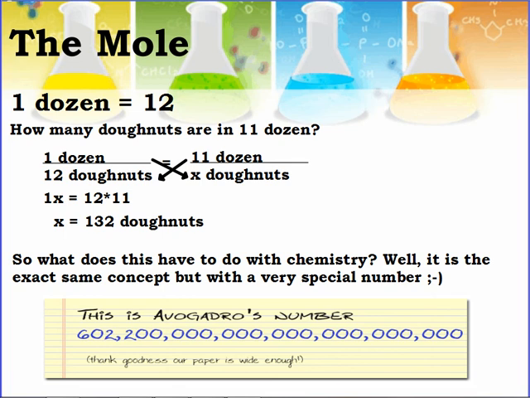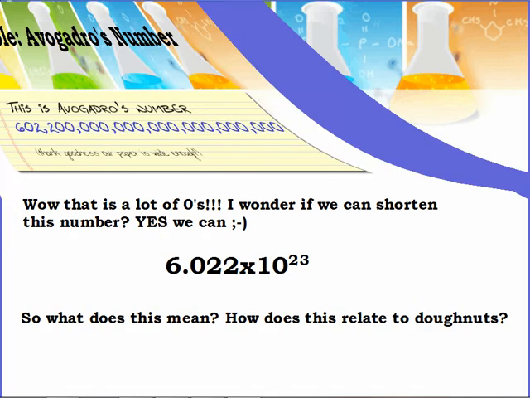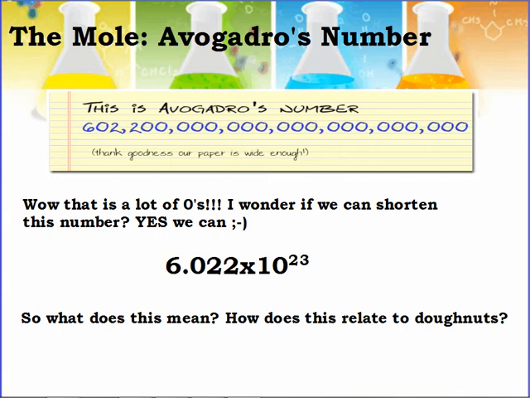So you ask, what does this number have to do with chemistry? It's the exact same thing, but with a very different number. We call this number Avogadro's number. Wow, that's really, really big, isn't it? No worries, we're going to make it simple. This is Avogadro's number. That's a lot of zeros. However, we can shorten it.